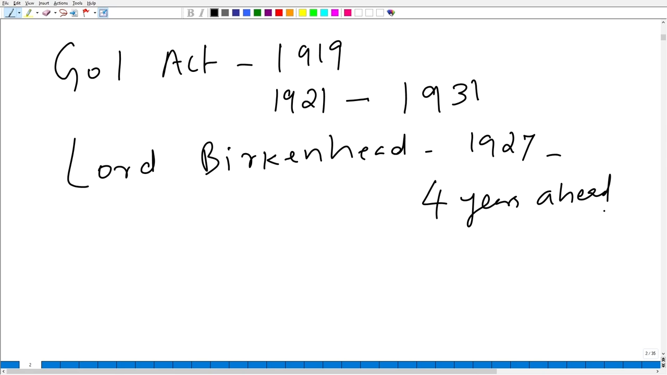4 years ahead of the scheduled time, the commission was appointed in 1927. One another thing we have to keep in mind is that the tenure was a very short period to evaluate the functioning of a constitution. However, the commission was appointed in 1927. First of all, we will be looking at why the commission was appointed earlier than scheduled by the Secretary of State for India, Lord Birkenhead.